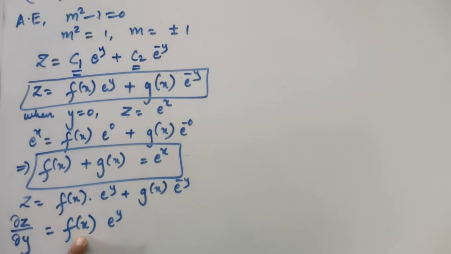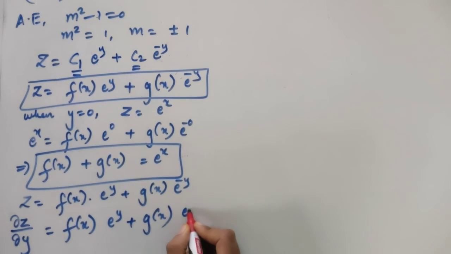Okay, y is not there, so you have to treat this as constant and only differentiate e to power y. Plus again g of x, an arbitrary function of x, so keep it as it is. In differentiation of this, it is e to power minus y into minus sign.